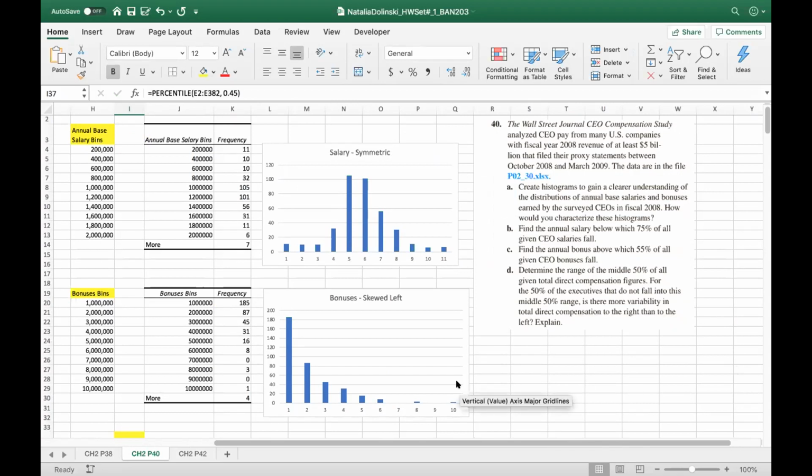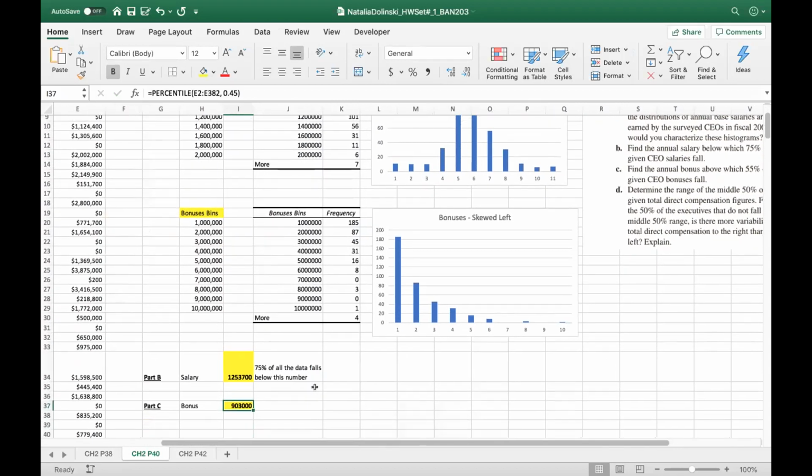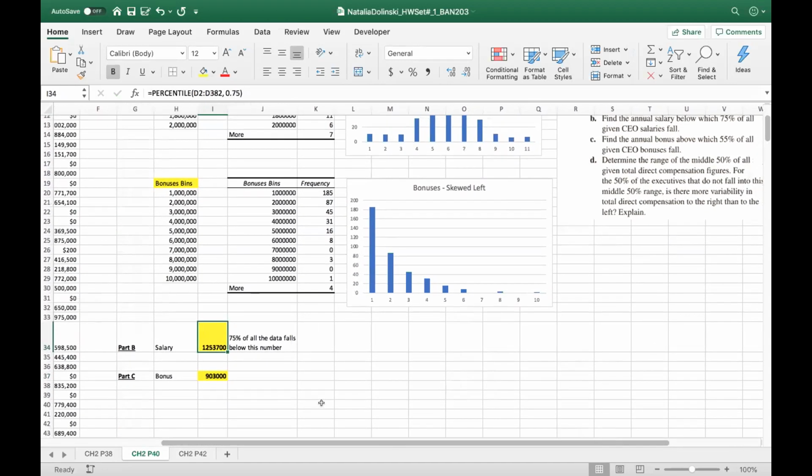Determine the range of the middle 50% of all given total. Well, this is easy, right? Because I did this also in class. So 50% would be what? Like you want a number? We're looking for the range of the 50%, right? Yeah. Middle 50%, which would include what?